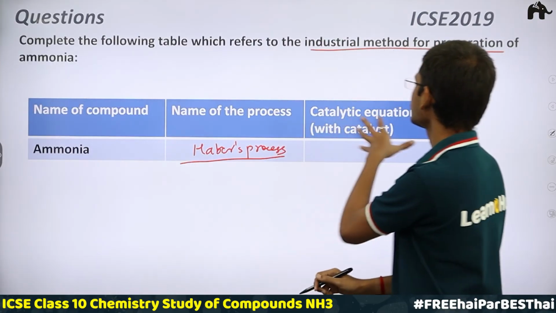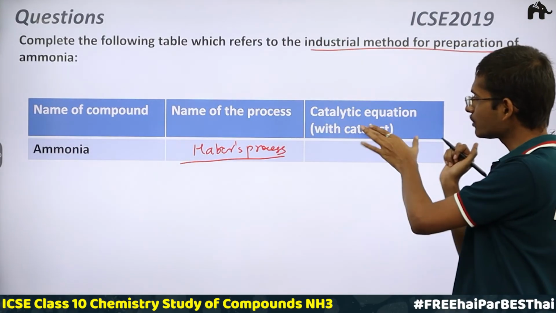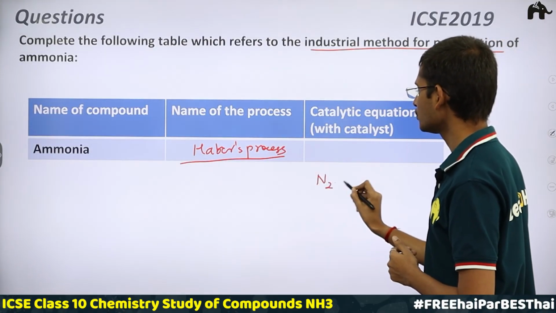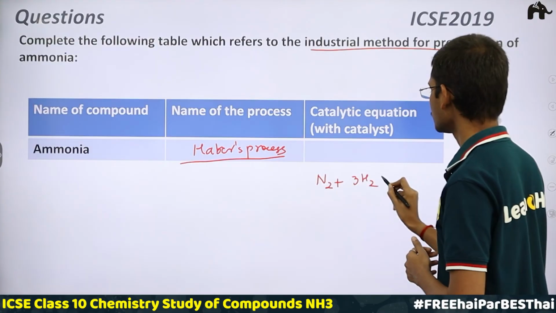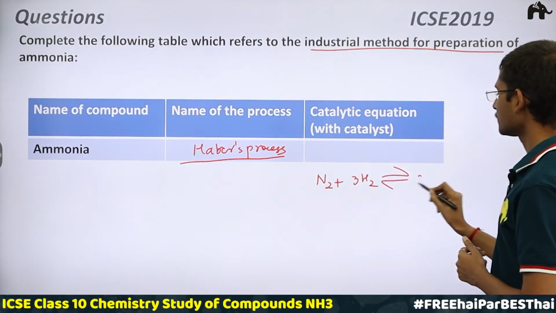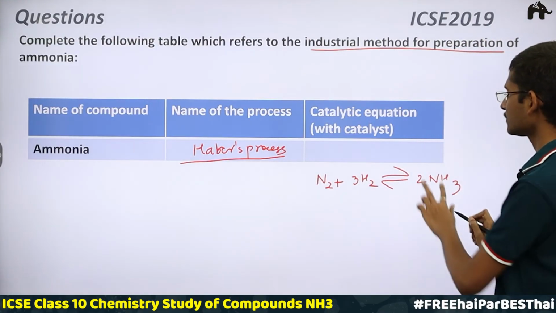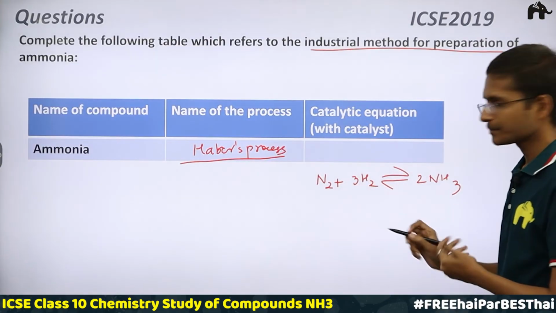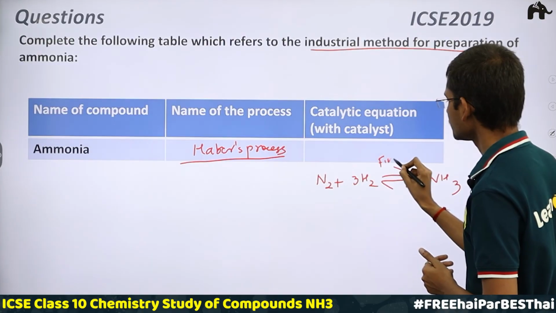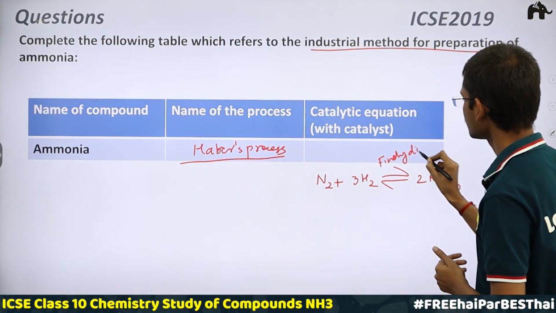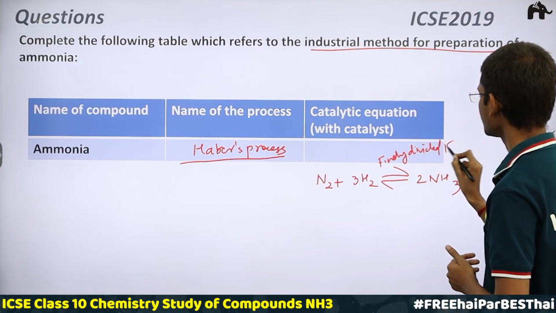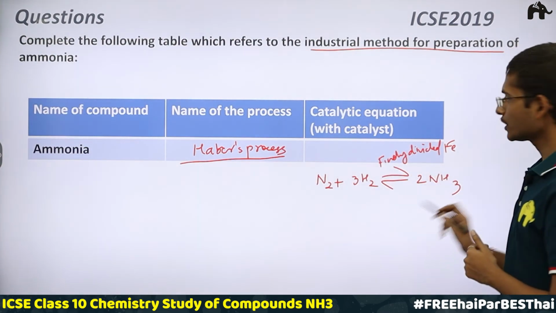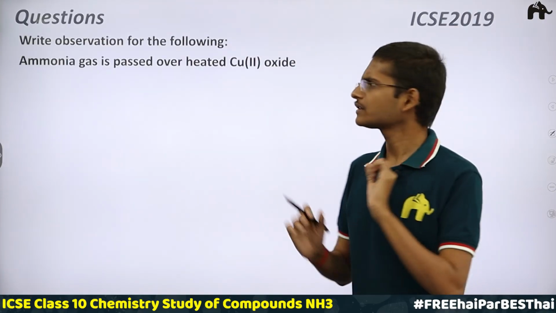And for the catalytic equation, they need the equation with catalyst, not just the simple equation. So I will write it here: N2 plus 3H2 gives 2NH3, right? It is balanced. And I will write finely divided Fe over this arrow. You can just make it a big arrow, so that would be all. This is the reaction. Let's see the next one.